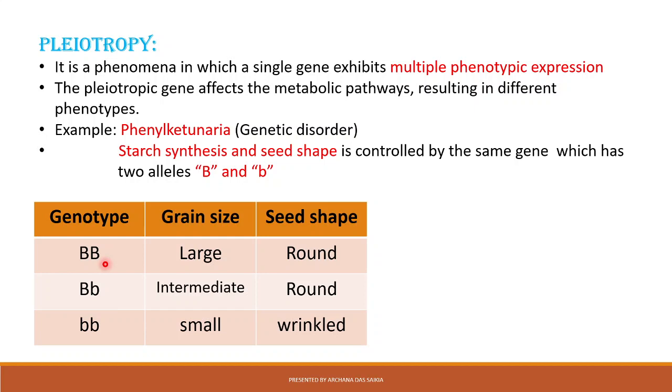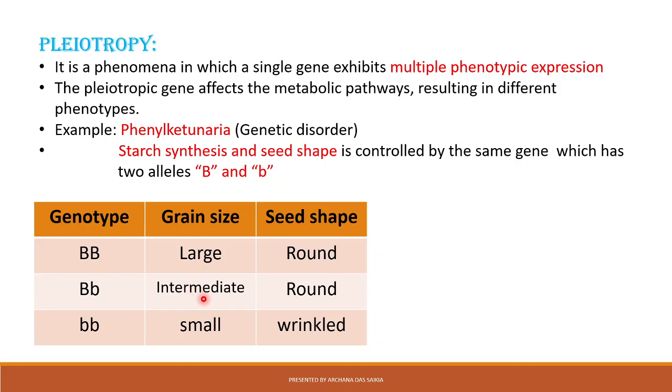If the combination is capital B, the starch grain size is seen to be large, and under that condition the seed shape appears to be round. When it is heterozygous, the size appears to be intermediate, neither small nor large, but the seed shape continues to be round. Same combination. This gene is affecting both phenotypes, size as well as shape, but it depends upon what type of alleles are combining.